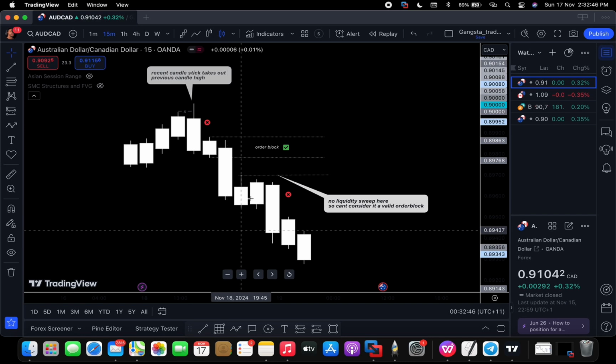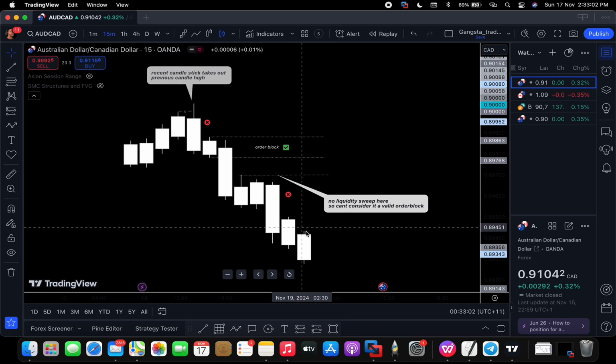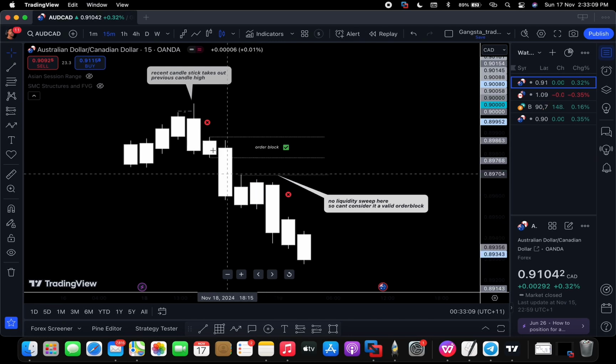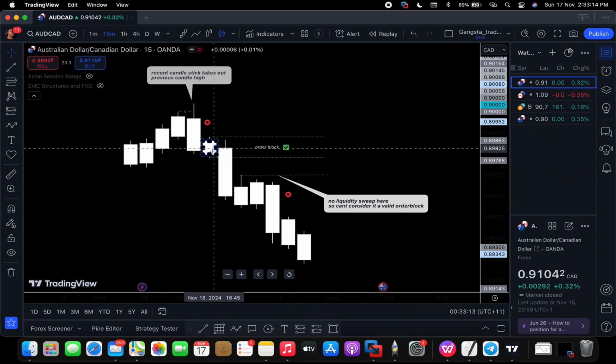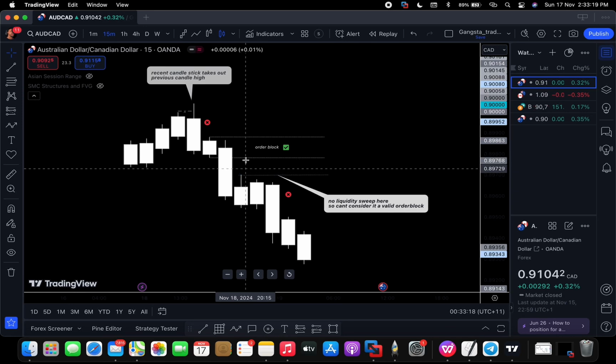We have this supposed pullback. I made a video about pullback identification. If many of you have seen that video, this video will be much easier for you to understand how to properly identify a valid pullback. So I won't go into that in this video, so this video doesn't become long and unnecessary. Yeah. So we've identified our valid order block here, right? By moving to this candle B, and also identifying the imbalance here, right?